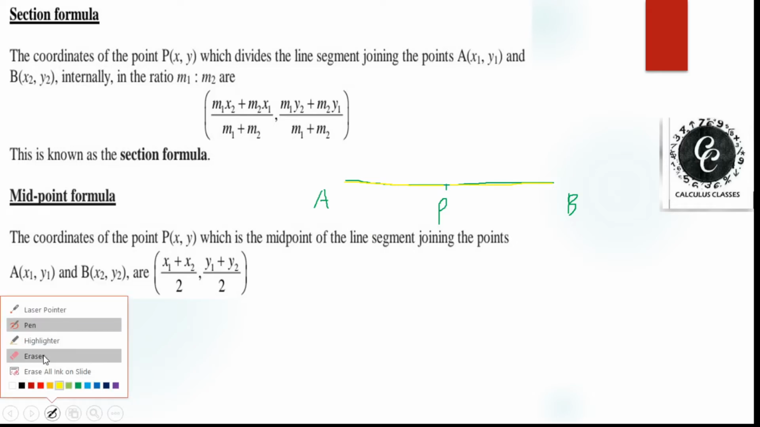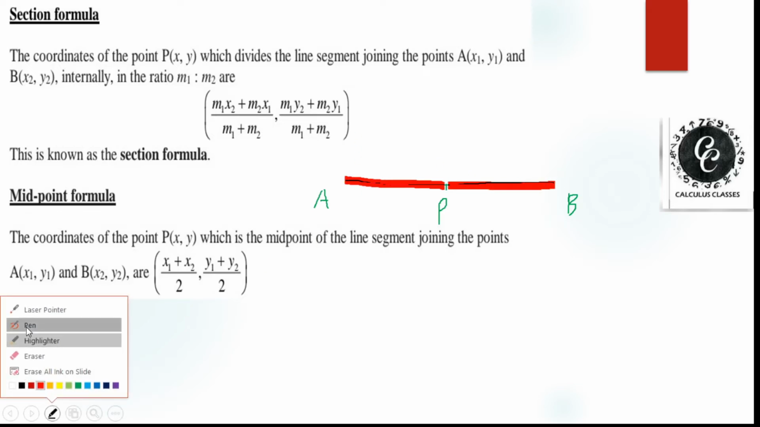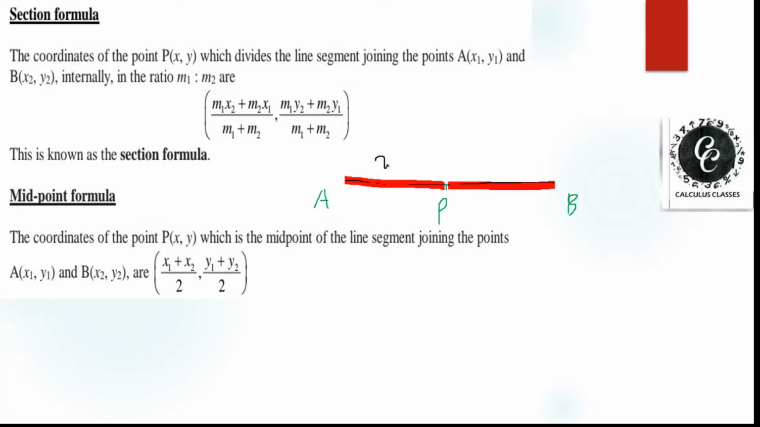I'm highlighting with the help of red color so that you can understand. This portion is exactly equal to this portion in case of division. In this case, the ratio of division will be the same. So I took m1 as m, and m2 also as m. Hope you understood.